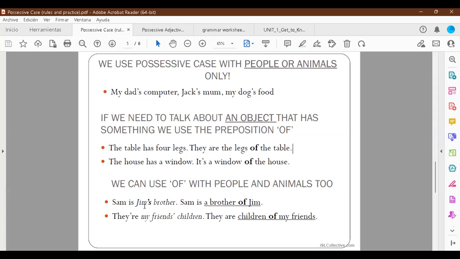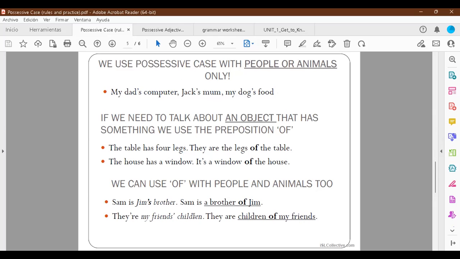Okay, Sam is Jim's brother. Okay, Sam es el hermano de ¿quién? De Jim. Sam is a brother of Jim. Okay. Sam es un hermano de Jim. Lo único que se escucha más es traducido literal, como lo diríamos nosotros en español. Sin embargo, tenemos esto, que es más natural. They are my friends. Ellos son mis amigos.